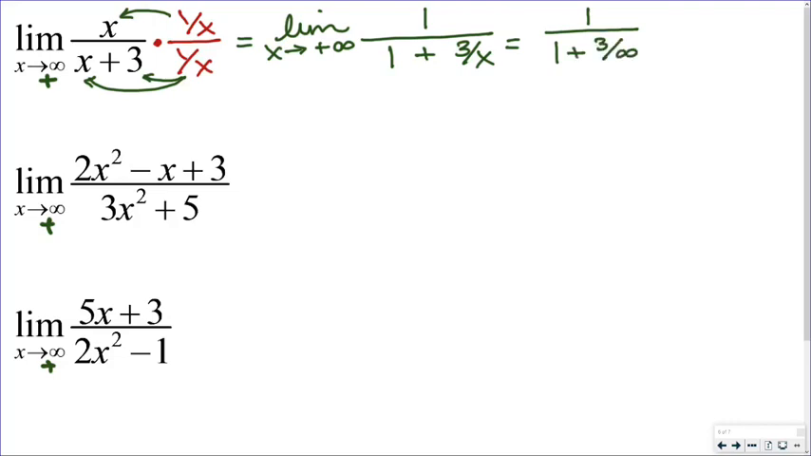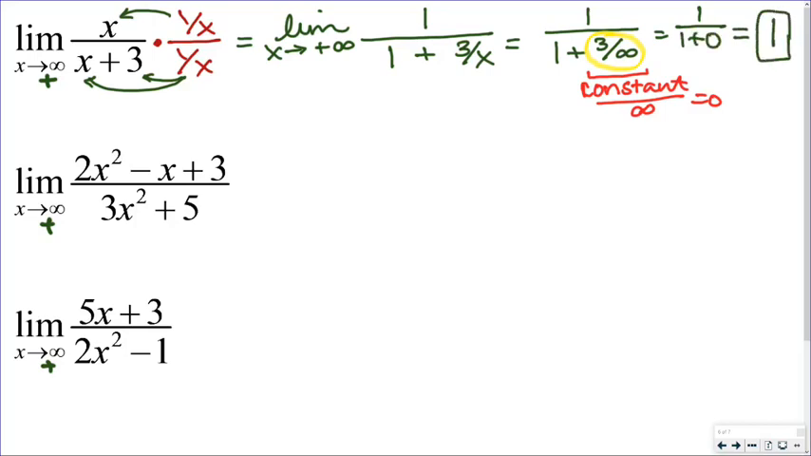And we just discussed in the limit rules that anytime you have a constant divided by infinity, that equals 0. So I have 1 over 1 plus 0, which is 1. That also tells me that if I were to try and graph this, my horizontal asymptote would be at y equals 1.